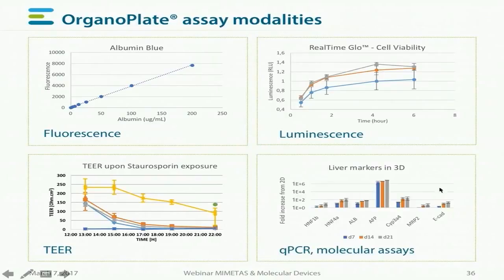And finally, there's a range of molecular assays developed inside the OrganoPlate, basically by lysing the cells in the plate and taking out the lysates, allowing us to do qPCR, sequencing, and other types of molecular assays.